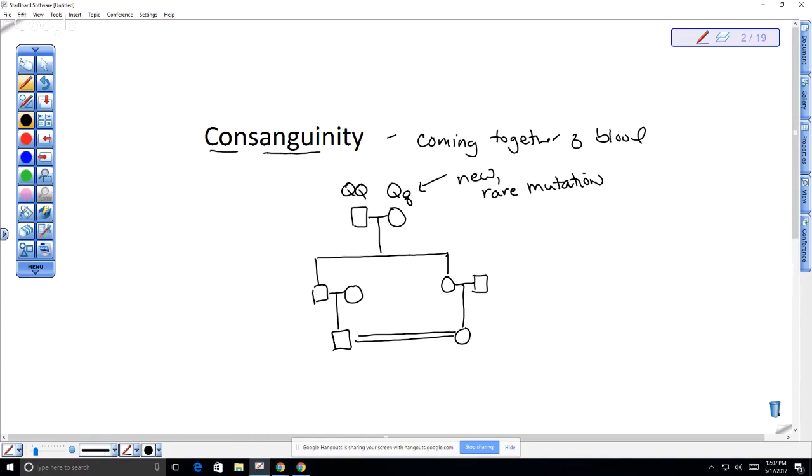Meaning that it's novel, that it is new, that it's never been seen before in this population. So this is the only person in this whole population that has this mutation. And you'll notice that the little q is the one that is the mutation, so it is the recessive mutation. So it is recessive. These individuals have a child that has a disease caused by this mutation.